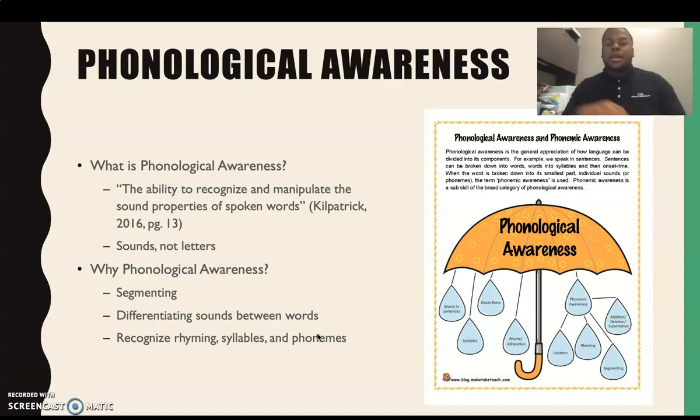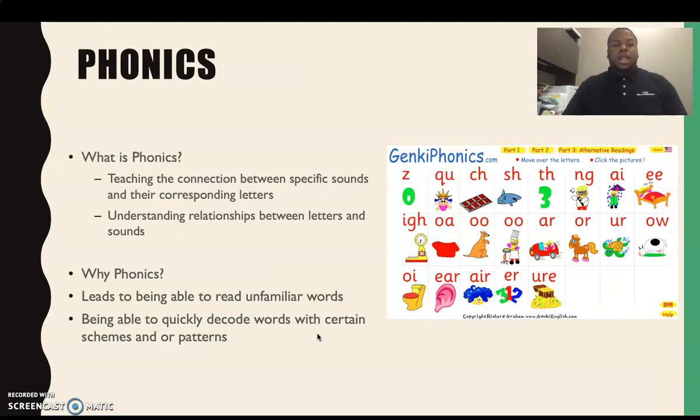As you can see in this description that I have, phonological awareness is under a big umbrella, and the raindrops are some of those things listed in this PowerPoint. You have your rhyme, alliteration, syllables. All those raindrops are under the umbrella of phonological awareness, and we need phonological awareness. Phonics, teaching the connection between specific sounds and correct corresponding letters, leads to being able to read unfamiliar words. So that comes into play as well with phonological awareness.